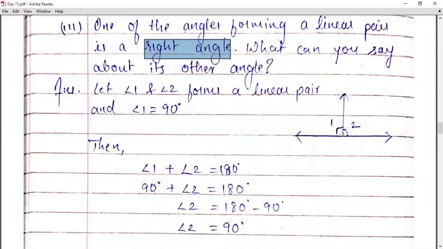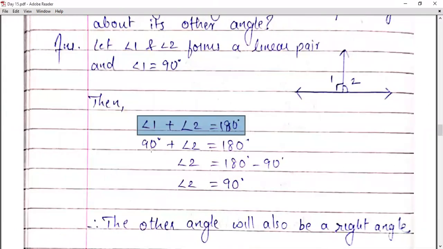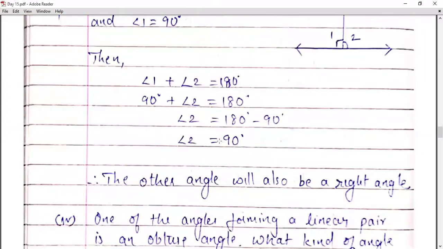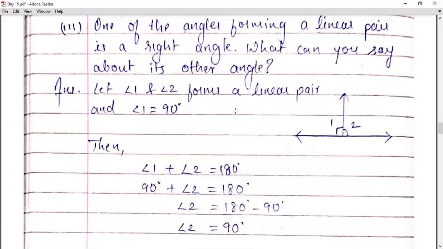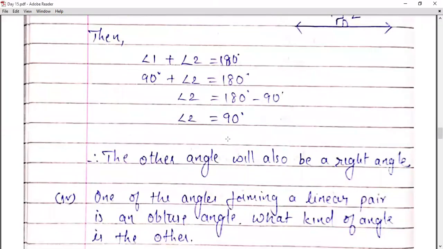So I have taken a diagram over here. If angle 1 is equal to 90 degrees, we need to find the other angle. Since they are forming a linear pair, angle 1 plus angle 2 will be equal to 180 degrees. Angle 1 is given as 90 degrees. Transferring 90 to the other side will change its sign. I will have angle 2 is equal to 180 minus 90 degrees. 180 minus 90 degrees will be 90 degrees. Hence, if one angle forming a linear pair is 90 degrees, then the other angle will also be a right angle. That means its measure will be 90 degrees.